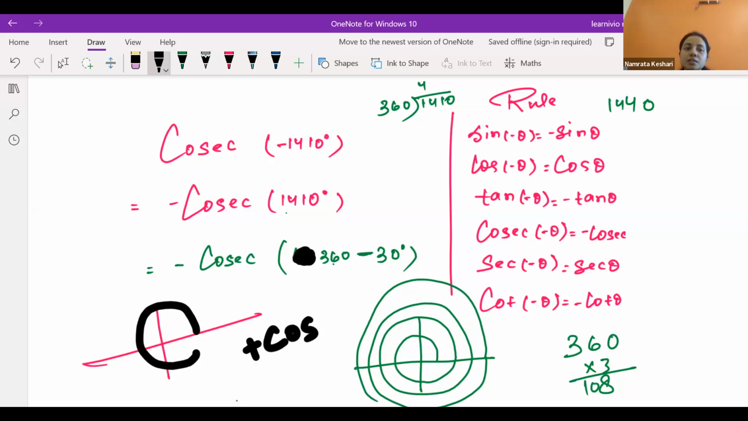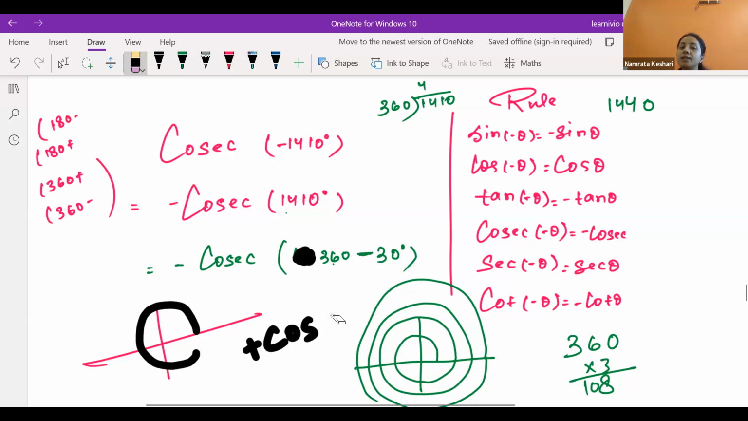Because with 360 plus theta and 360 minus theta, the trigonometric ratio doesn't change. With 180 plus theta and 180 minus theta, the trigonometric ratio also doesn't change. Sine will remain sine, cos will remain cos, tan will remain tan. So we are using the same logic.